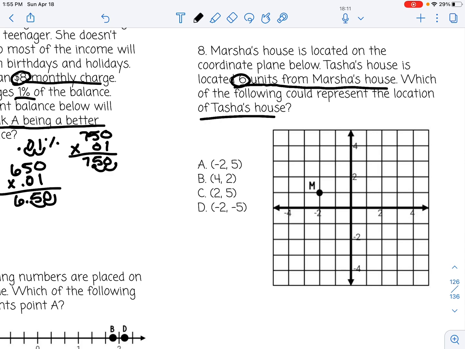Okay, so right here we need to look for an ordered pair that is 6 units from Marsha's house. So this one says -2, -5. So if I go 1, 2, 3, 4, 5, 6. That is 6 units from Marsha's house, which would give me -2, -5. So the answer would be D.